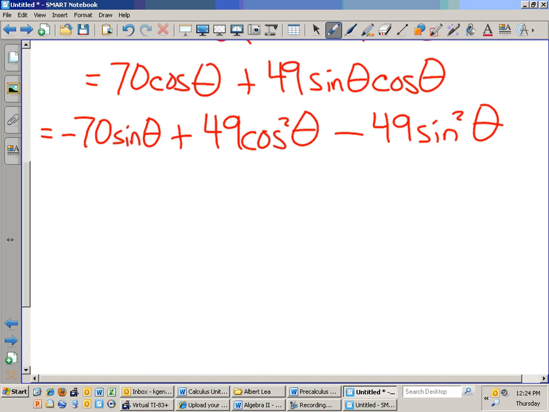Got a cosine squared. That's a problem, right? Because you got sine and cosine, these are different pieces. No, we're not okay with it. This is problematic. You got to get rid of cosine squared. Do you know what cosine squared is equal to? Very good. Good job.